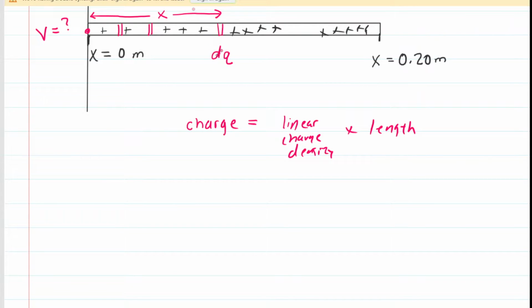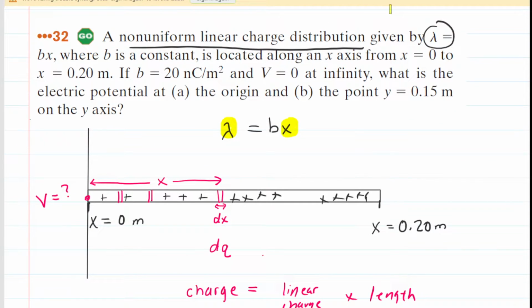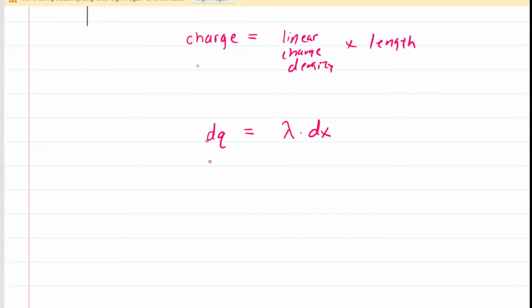Now, in the case of a tiny amount of charge, we would say dq equals the linear charge density, symbolized by lambda, times the length of that tiny little segment. That little segment is so tiny that its length is also given by differential notation. Just like we said the charge is tiny and therefore we call it dq, because the length is tiny, we're going to call that length of the rod dx. So this is the equation that we can develop for dq. Now in the question, the linear charge density, lambda, was given as bx. So we're going to make a little substitution here: we rewrite lambda by substituting in bx.